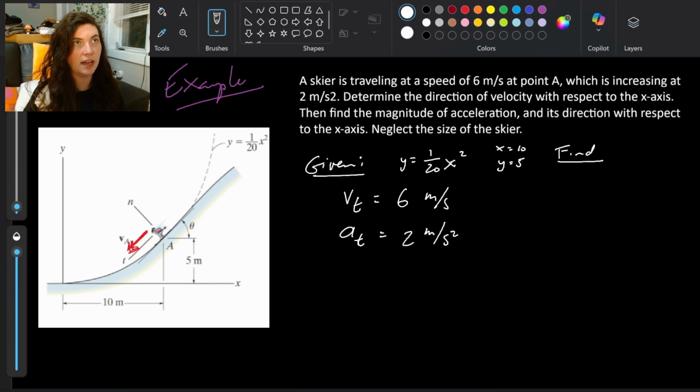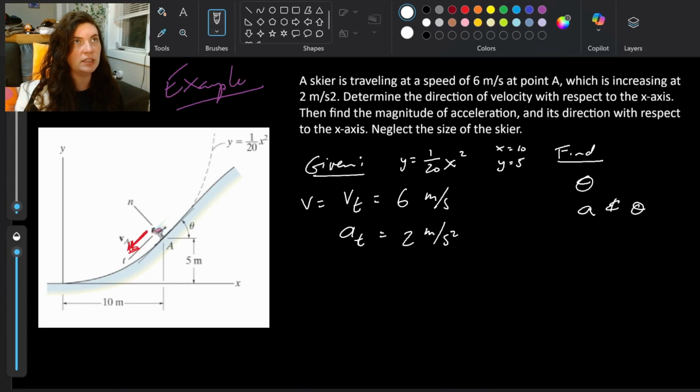And then what we want to find is we want to determine the direction of velocity. So direction of velocity, when we're looking for that, is going to be an angle. And we don't need to find the magnitude, right? We're already given the magnitude of velocity because velocity is vt, right? No normal component to velocity. Velocity is given, but we don't know the direction of the velocity. So we're going to find the direction of velocity, that angle, with respect to the x-axis. Then we're going to find the magnitude of the acceleration and its direction with respect to the x-axis, right?